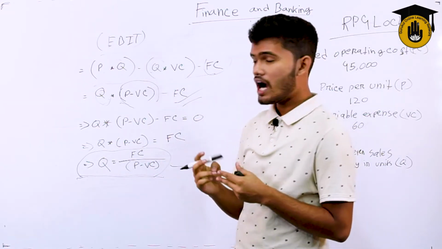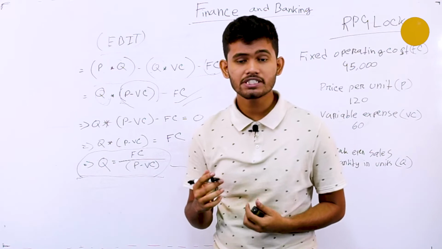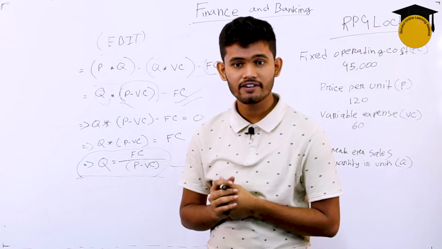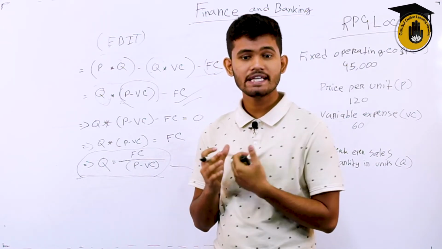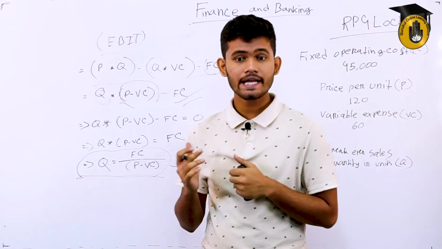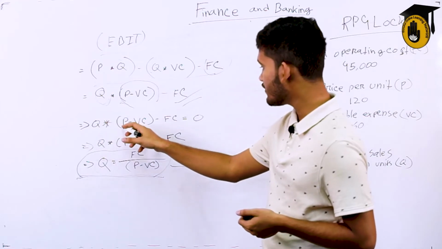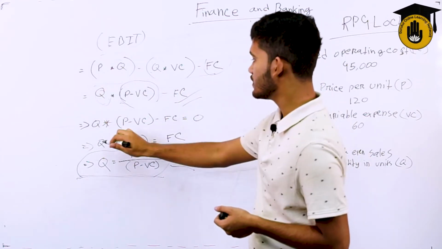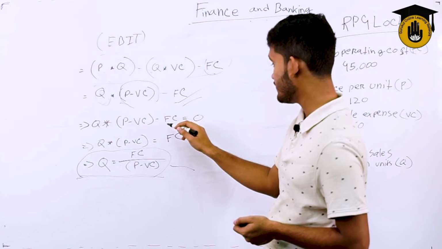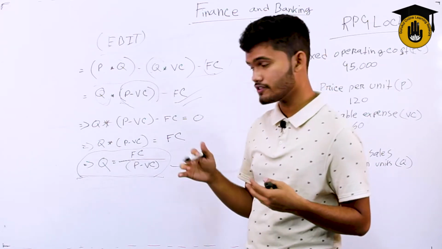As we discussed earlier in the chapter, the operating break-even point is the level of sales at which the company's EBIT is 0. So we can rewrite the equation as Q into P minus VC minus FC is equal to 0. That's our equation, and we have to solve it now.